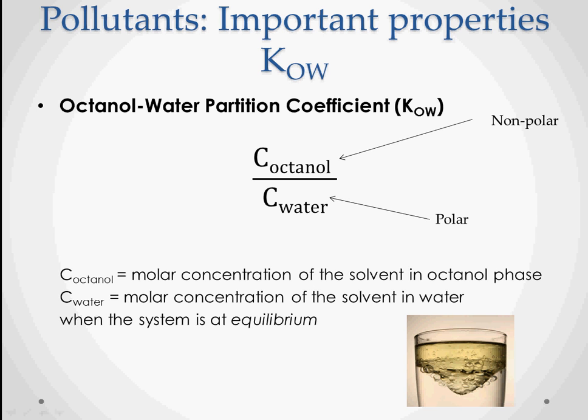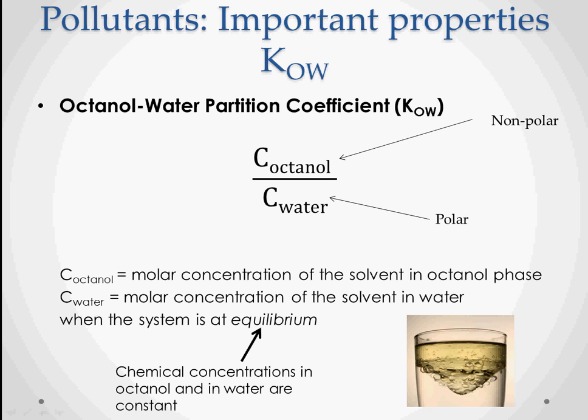So how do we figure this out? It's done in the lab. You can see here in this glass, you've got octanol floating on top. It doesn't dissolve in the water. There are two different layers, water on the bottom. So you mix up your chemical in this mix of octanol and water. And then once everything that's going to go into the octanol has gone there and everything that's going to dissolve in the water has gone there, you put the concentration in the octanol over the concentration in the water, and you get your KOW. So this is when the system is at equilibrium. That is, the chemical concentrations in the octanol and the water are constant. That's what you use to get to the KOW.